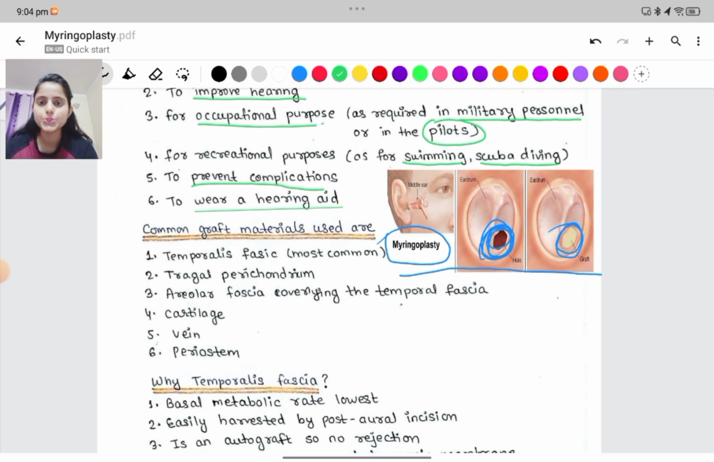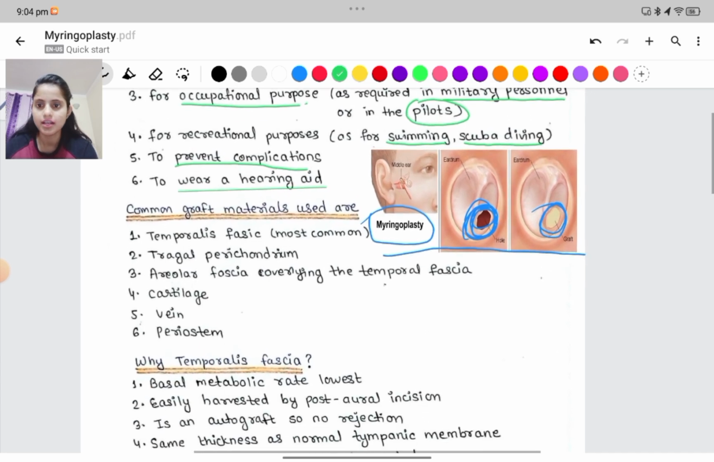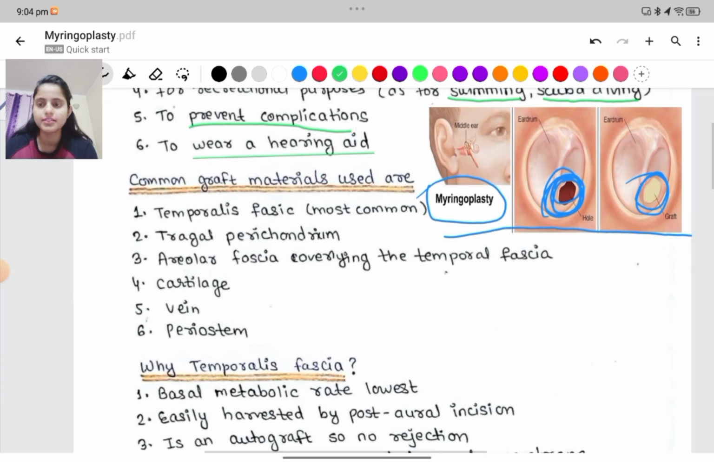Common graft materials used in myringoplasty are temporalis fascia, which is the most common, then tragal perichondrium, areolar fascia overlying the temporal fascia, cartilage, vein, and the periosteum.